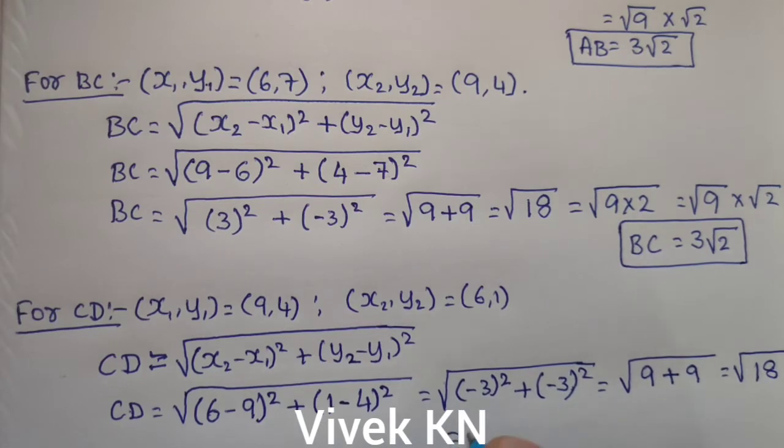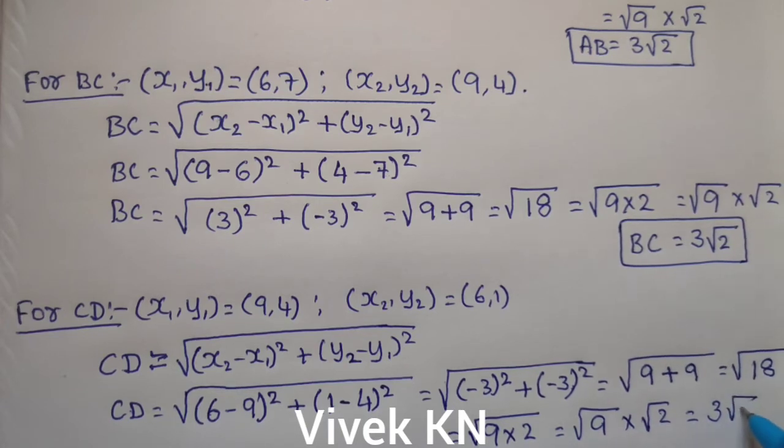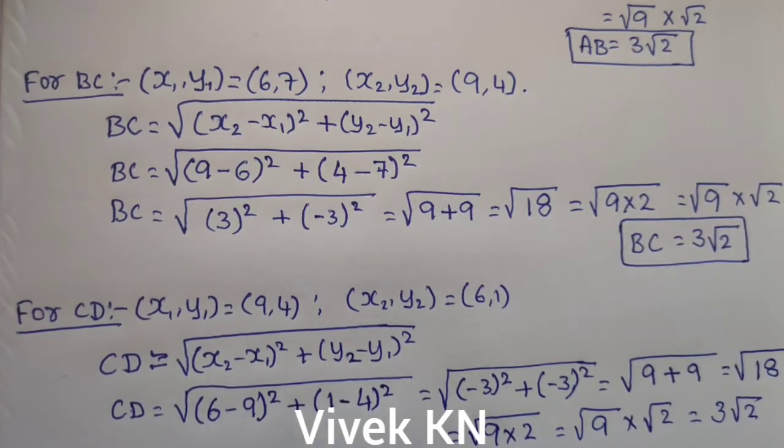This 18 can be written as root 9 into 2. Let us split this into root 9 into root 2. That is the value of root 9 is 3 into root 2. That is the distance between the points CD is 3 root 2.